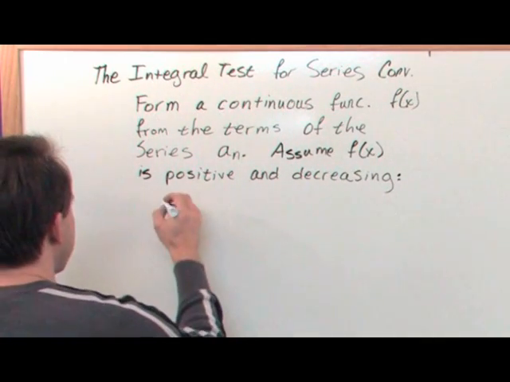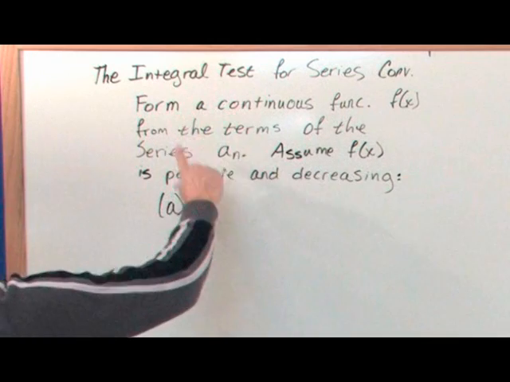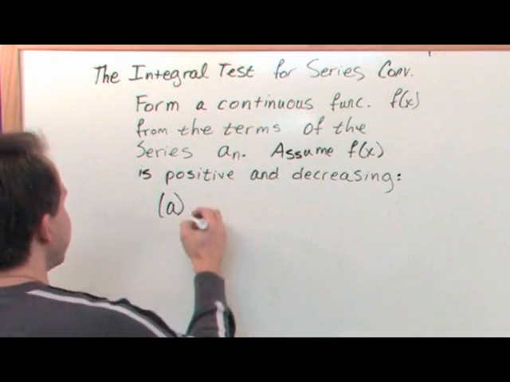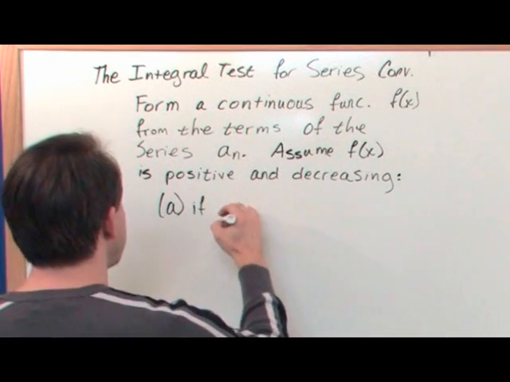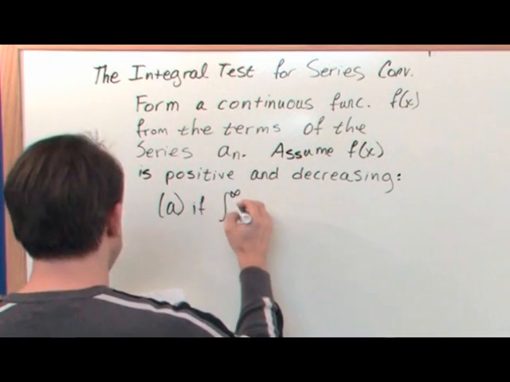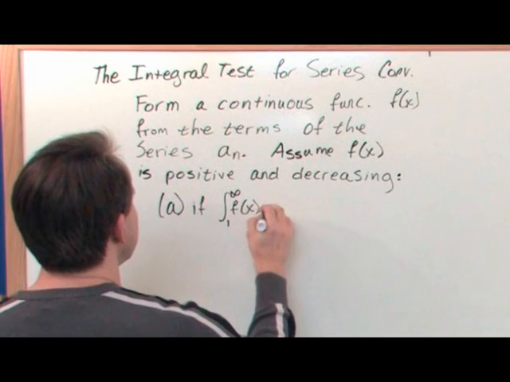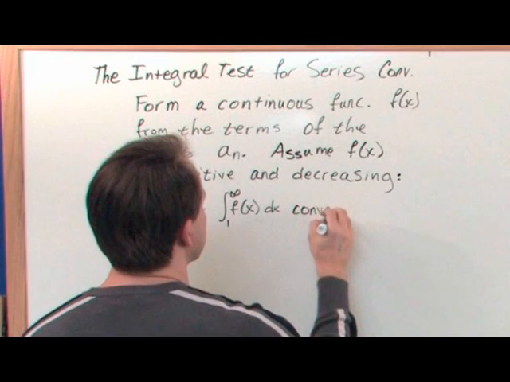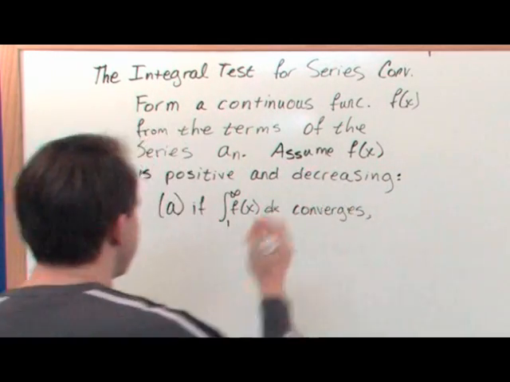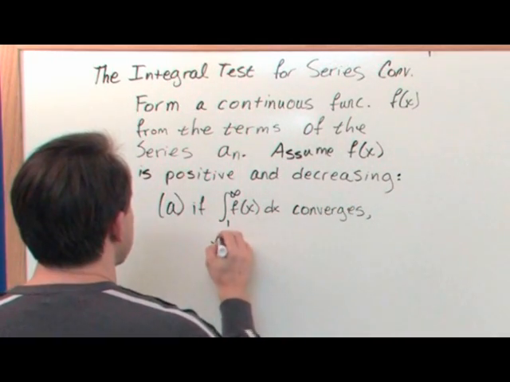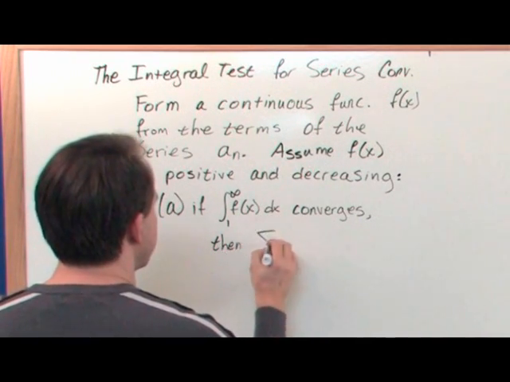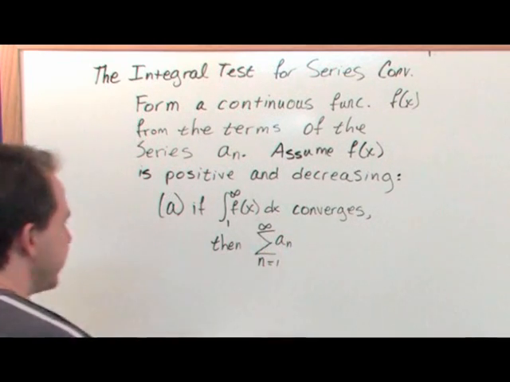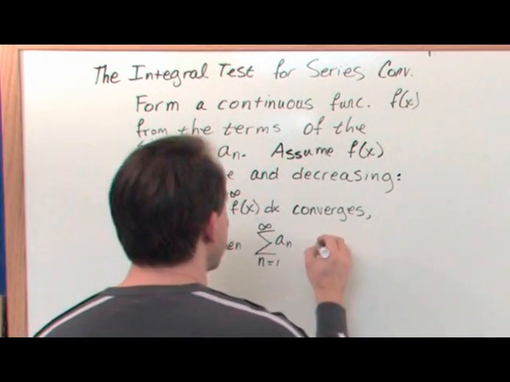Then we're going to have a part A. We're going to assume all this stuff, which really is no work on your part. It just says, assume this is the case. Then we're going to say, if the integral from 1 to infinity of f of x dx converges, then the sum from n equals 1 to infinity of a sub n, which is the series that we were interested in testing in the first place, converges.